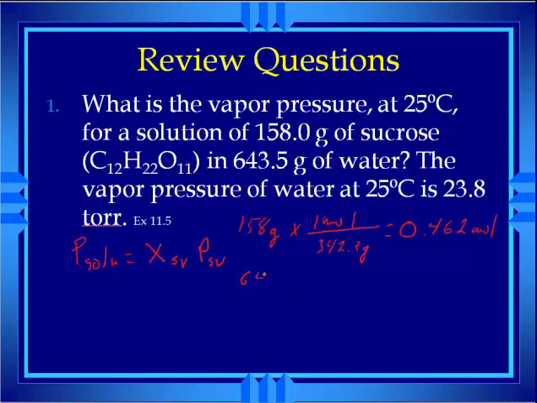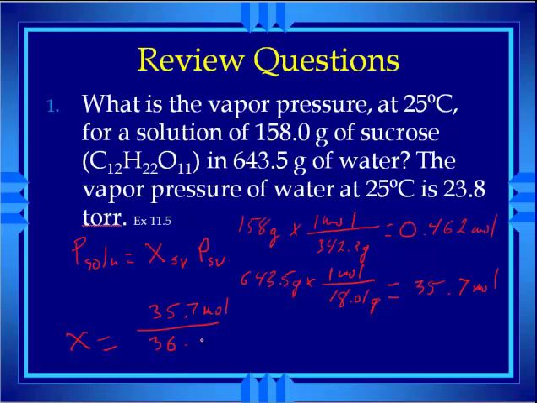Now how many grams of water? I've got 643.5 grams of water, and 1 mole of water weighs 18.01 grams, and that equals 35.7 moles. So then the mole fraction is going to equal 35.7 moles over 36.162 moles. Right, that's the total.